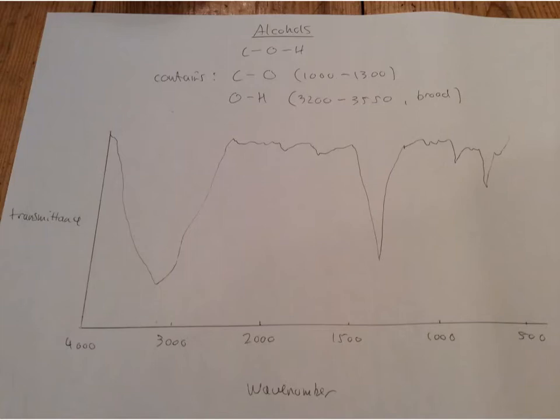You might also notice between about 500 and 1000, we've got some extra little peaks there. That's called the fingerprint region. Basically, any peaks less than 1000 you can ignore. They're not going to be useful for you to look at.